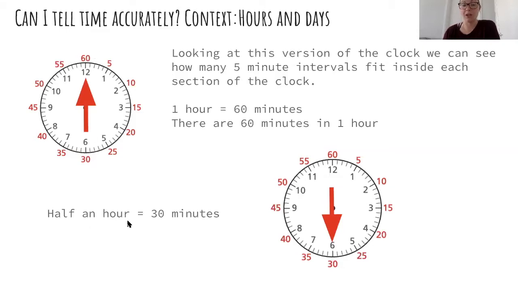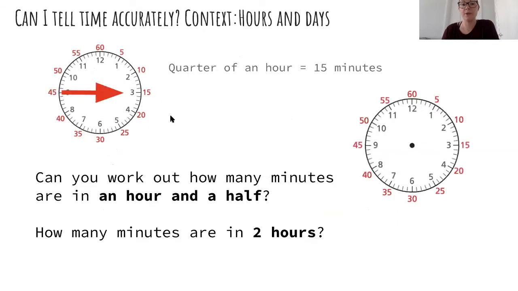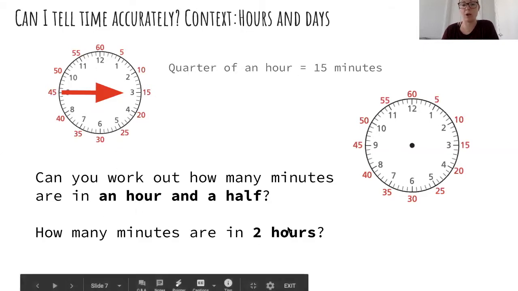We know that if someone said we had half an hour to watch TV, or half an hour until we needed to be at the train station, we know that that is 30 minutes. So these things are all quite practical things that we need to know so that we can go about our daily lives. So here, we know that quarter of an hour, we know this already, is 15 minutes.